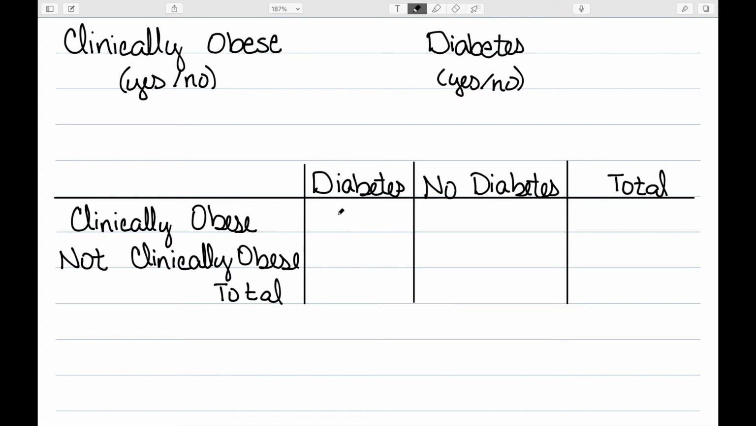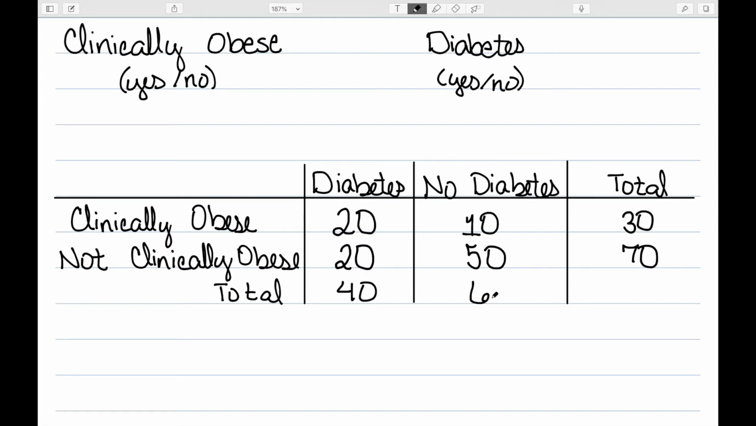So let's suppose we have 20 clinically obese patients that have diabetes, 10 clinically obese with no diabetes. So the total here would be 30. We have 20 not clinically obese patients that have diabetes, and 50 that are not clinically obese and no diabetes. So we have a total of 70 that are not clinically obese. We can see there are 40 that have diabetes and 60 without. In total, whether we add this row or this column, we can see we have 100 patients total. So here is my two-way table.